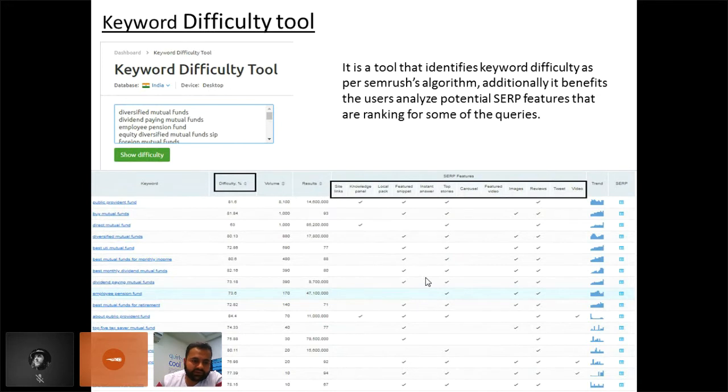If you see on the left-hand side, there is this list of 20 keywords that I've added. Slightly on the right, there is the difficulty, which shows how difficult it is to rank for these keywords. These are pretty difficult keywords for sure, given the sum of volume as well.